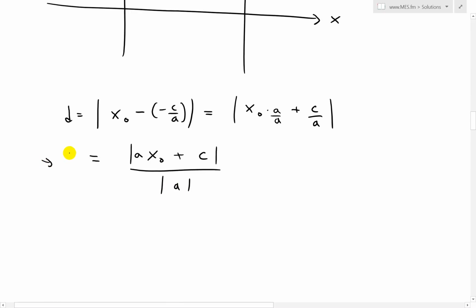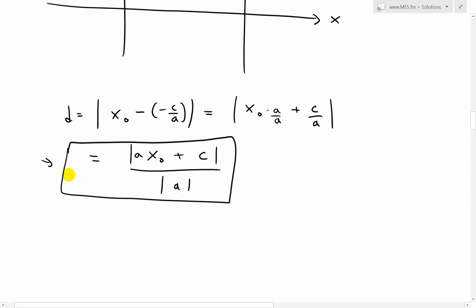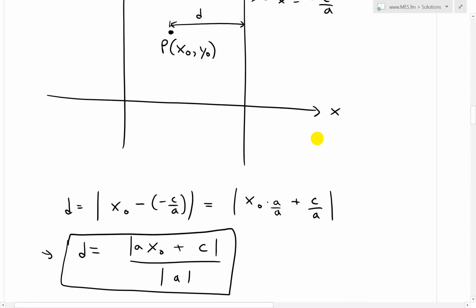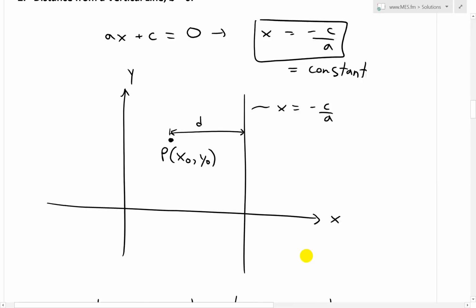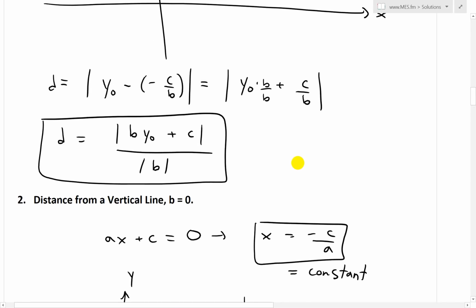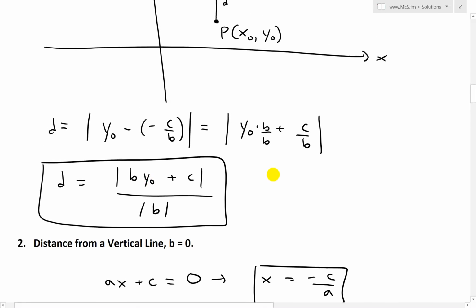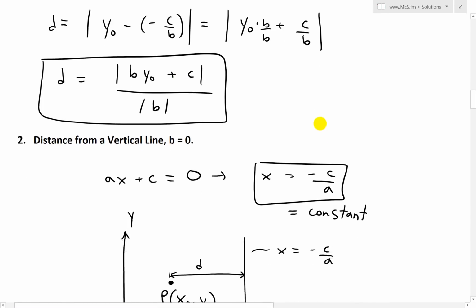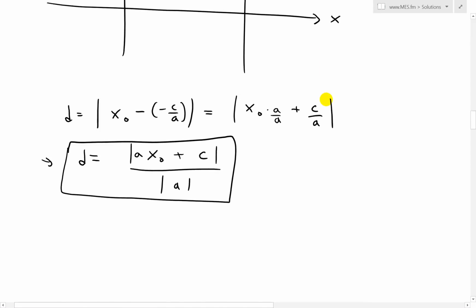And again, this will make more sense at the end of the video, where I show you that it's the same for the general case of slanted lines. You can already see the similarities: the absolute value of a x0 plus c divided by the absolute value of a, similar to the one above for the horizontal line, the distance being b y0 plus c over the absolute value of b.